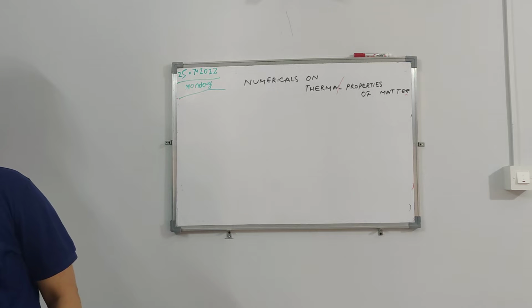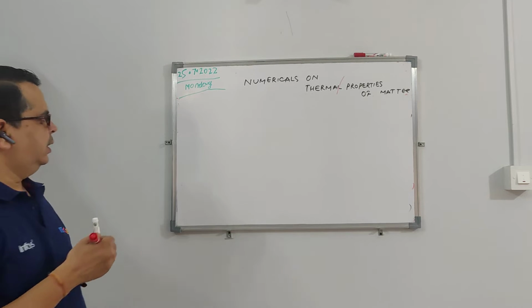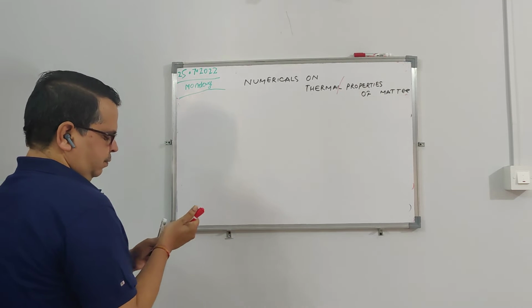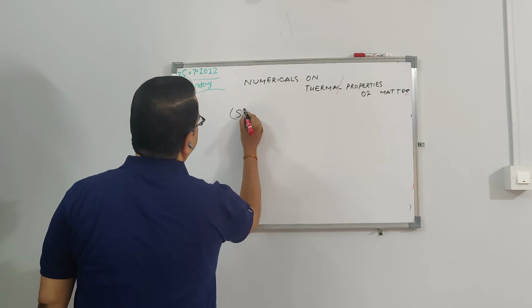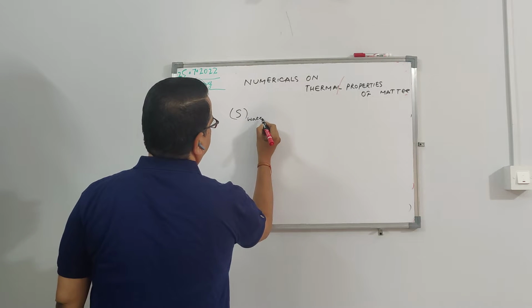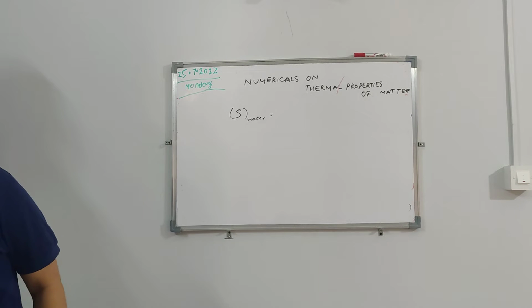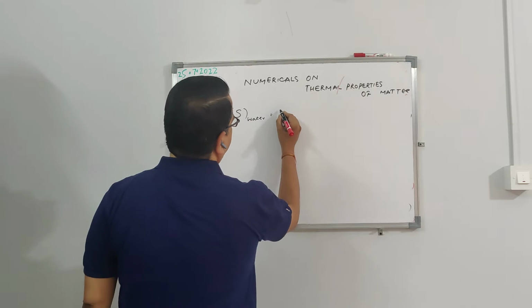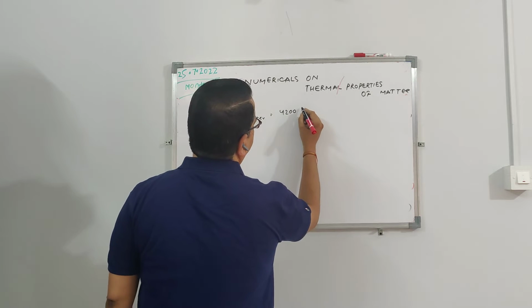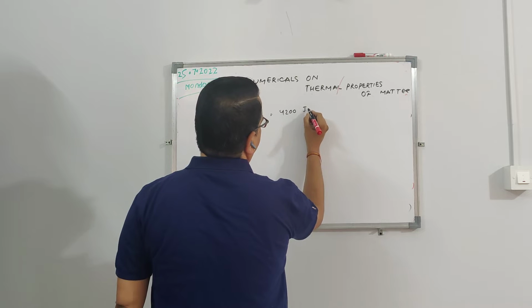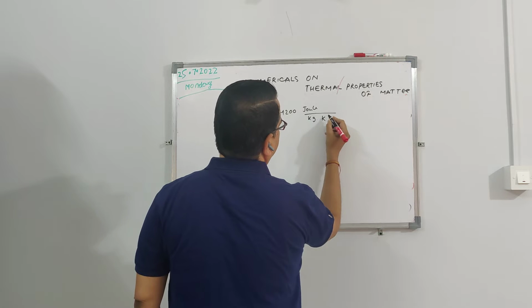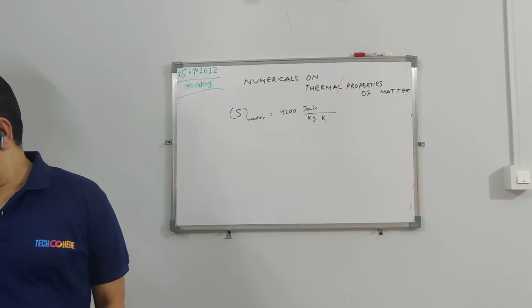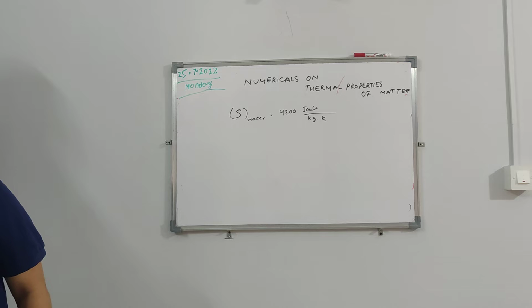The question is the specific heat of water. Okay. So they have given the specific heat of water. The specific heat of water is equal to 4200 joule per kg per Kelvin. Okay. This is the specific heat of water.